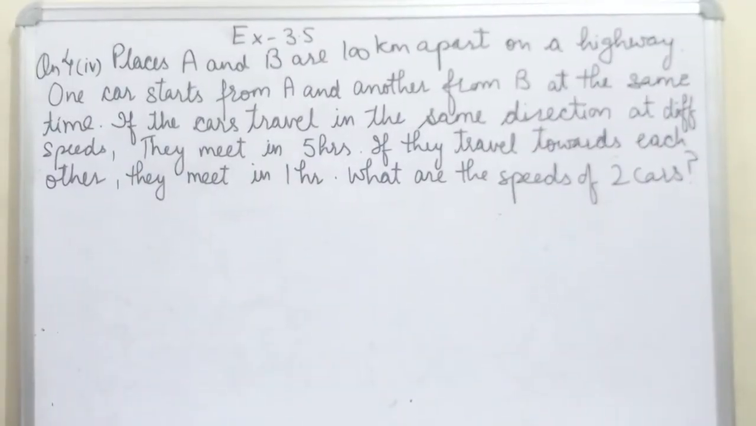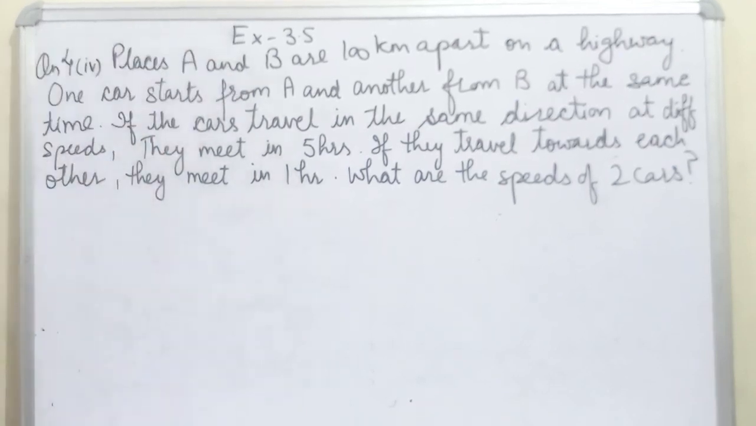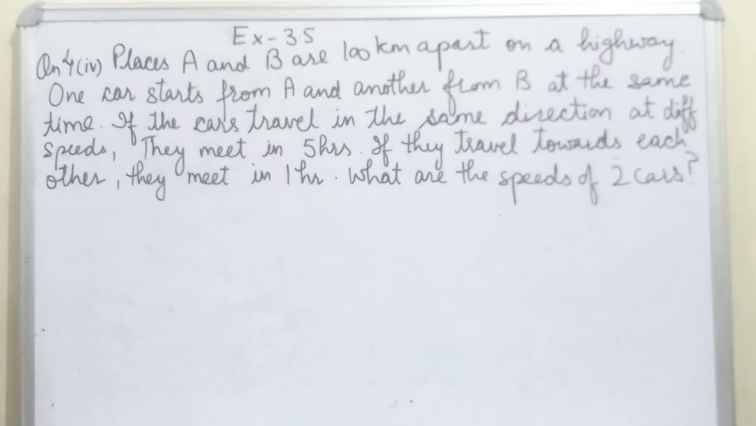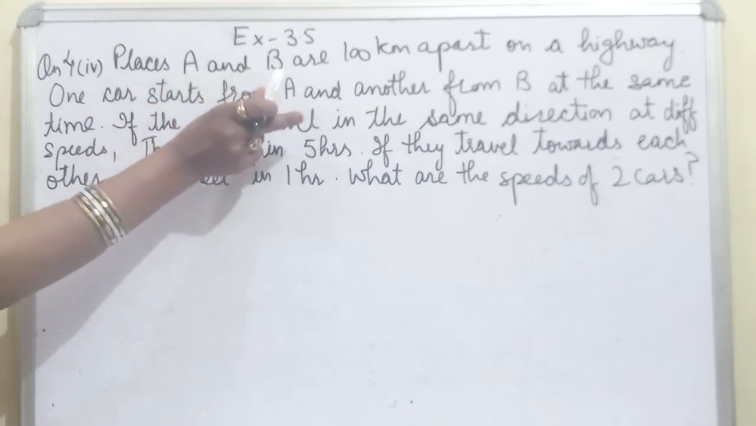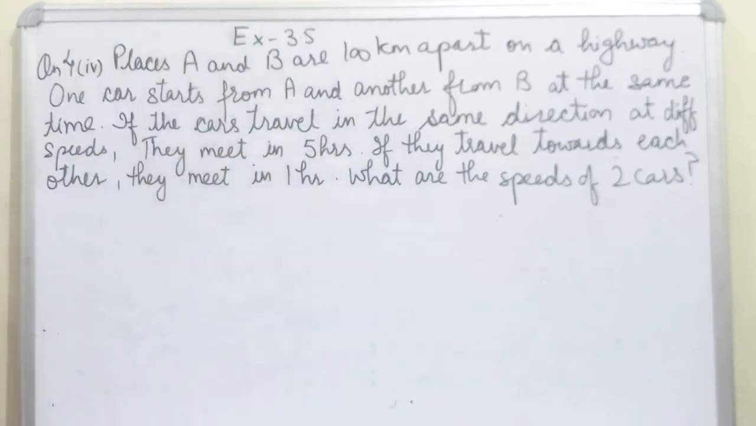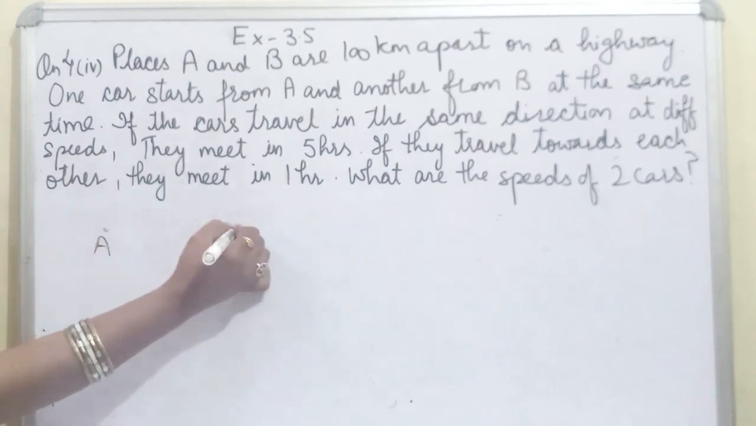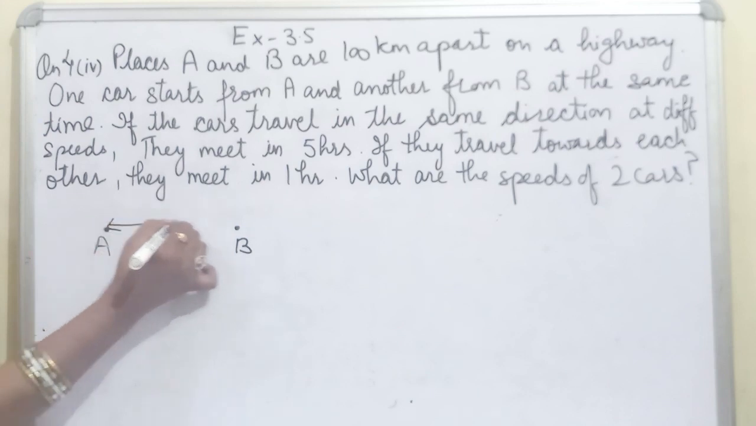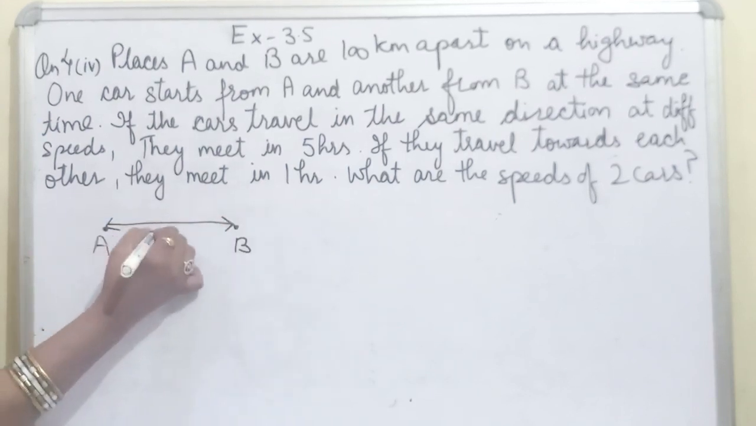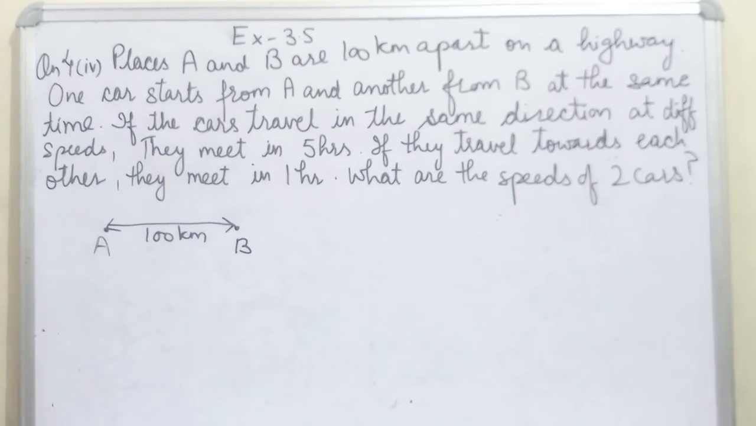Okay, now we'll do question number 4, part 4 from exercise 3.5. Let us see first the question and then we'll see the solution. Places A and B are 100 kilometers apart. Suppose this is place A and this is place B. So according to the question, they are 100 kilometers apart, right?